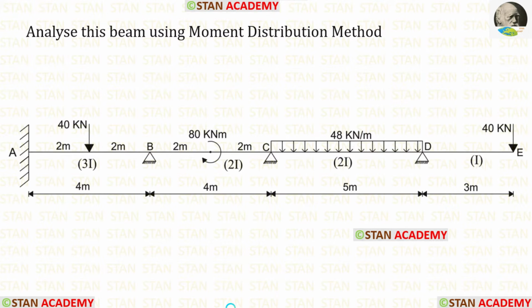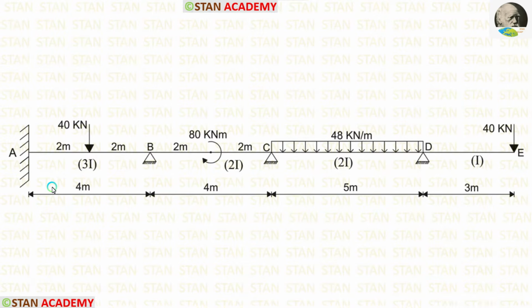Hello everyone. Today we are going to analyze this beam using moment distribution method. Before analyzing, let us see the beam one time. In this beam, there are three spans: span AB, span BC, and span CD. Also, there is an overhanging span DE.